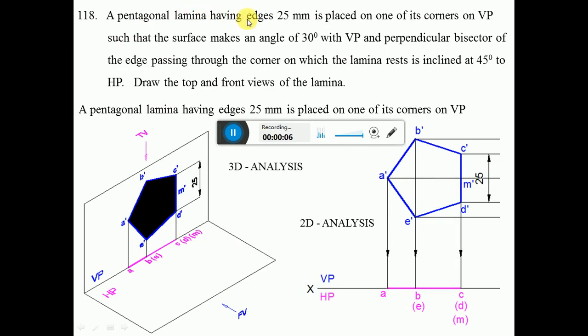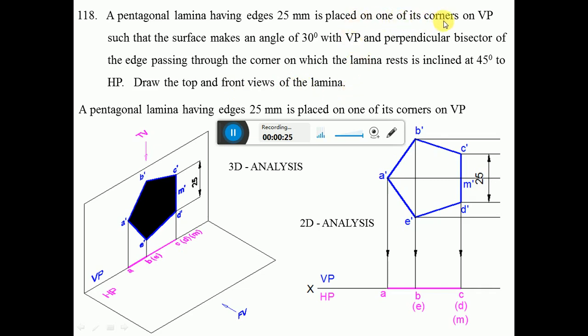A pentagonal lamina having edges 25 mm is placed on one of its corners on VP such that the surface makes an angle of 30 degrees with VP, and the perpendicular bisector of the edge passing through the corner on which the lamina rests is inclined at 45 degrees to HP. Draw the top and front views of the lamina.